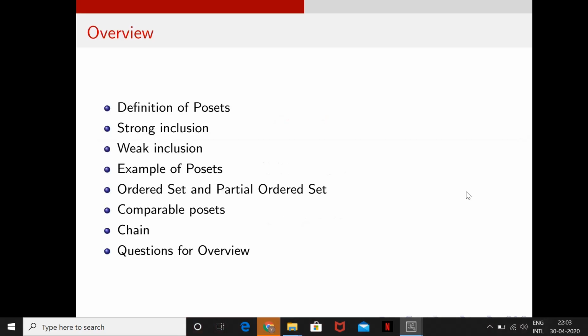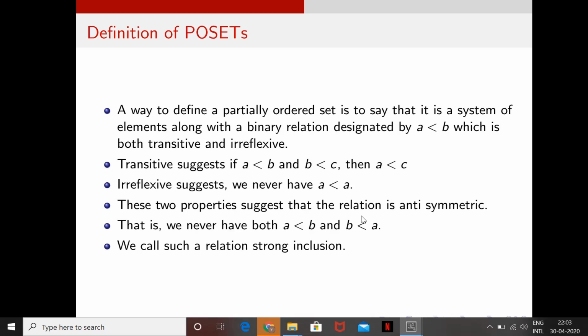First of all, let's take an overview of the topics which we will talk about today. First will be the definition of posets. Second, strong inclusion. Then we'll talk about weak inclusion, examples of posets, ordered set and partially ordered set, comparable posets, chain, and at the last I will give you a question for overview for better understanding of the topic. Now first, start with the definition of posets.